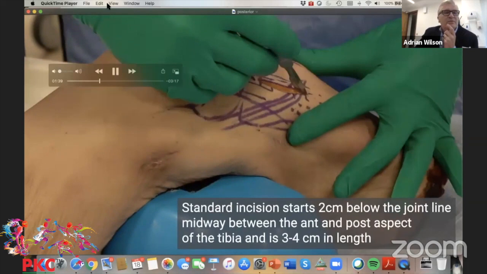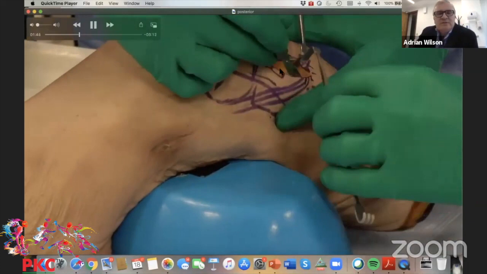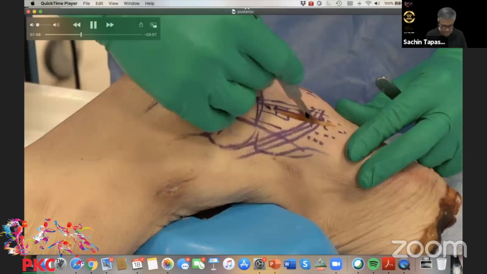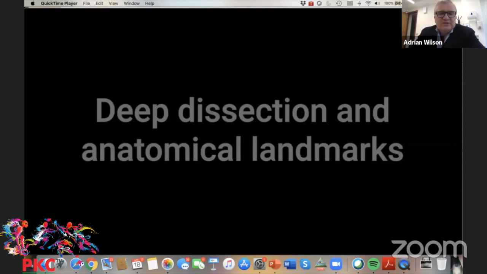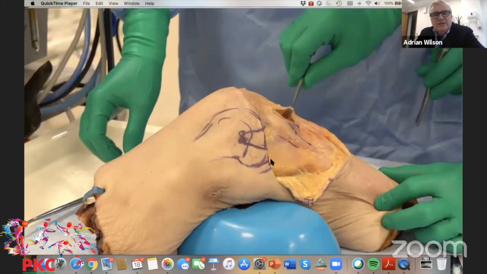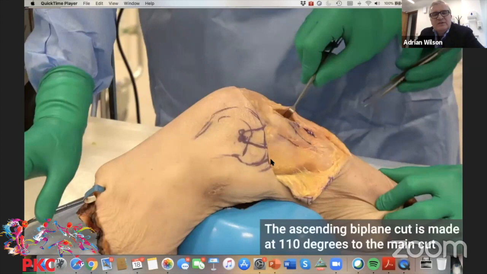So we see an expert incision here. And as I said before, for the sake of this, we opened it right up so we could really show the anatomy. Now this is somebody who's fairly confident, showing a slightly longer incision. Then we've taken off all of the skin and the subcutaneous fat, and we see the patella tendon, and we're marking out the biplane cut at the front there. So that's how we would make our biplane cut.